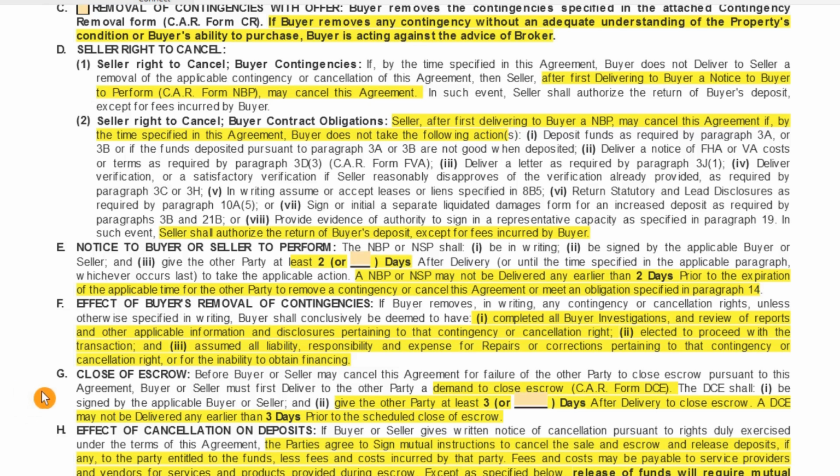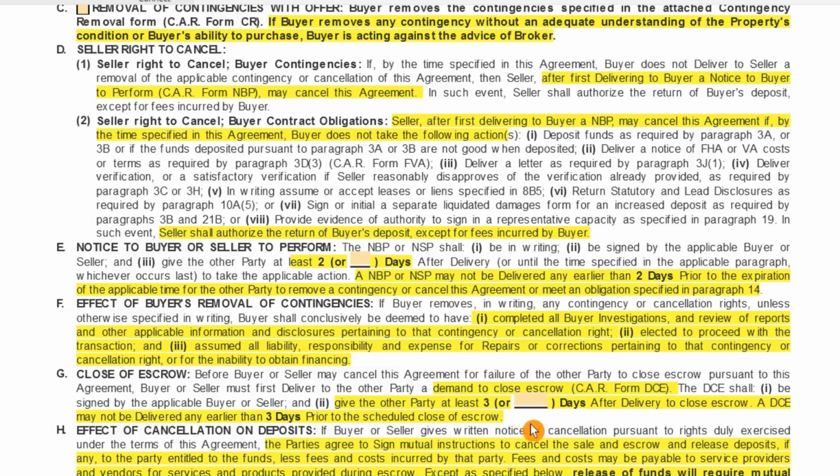14G talks about the close of escrow. Before a buyer or seller may cancel the agreement for failure of the other party to close escrow, according to the agreement, the buyer or seller must first deliver to the other party a demand to close escrow, and that's on Form DCE. And it must be signed by the applicable buyer or seller, and it gives the other party at least 3 days, or otherwise agreed upon, after delivery to close escrow.